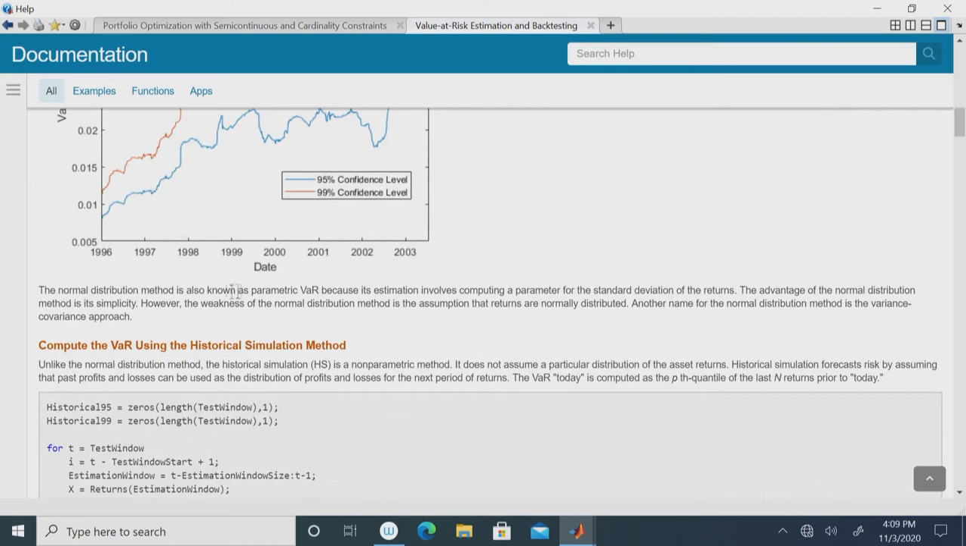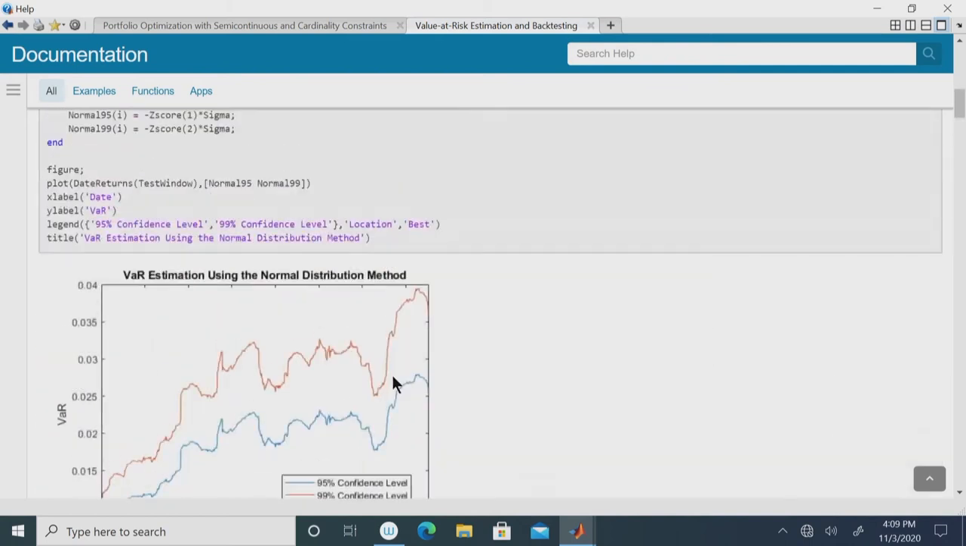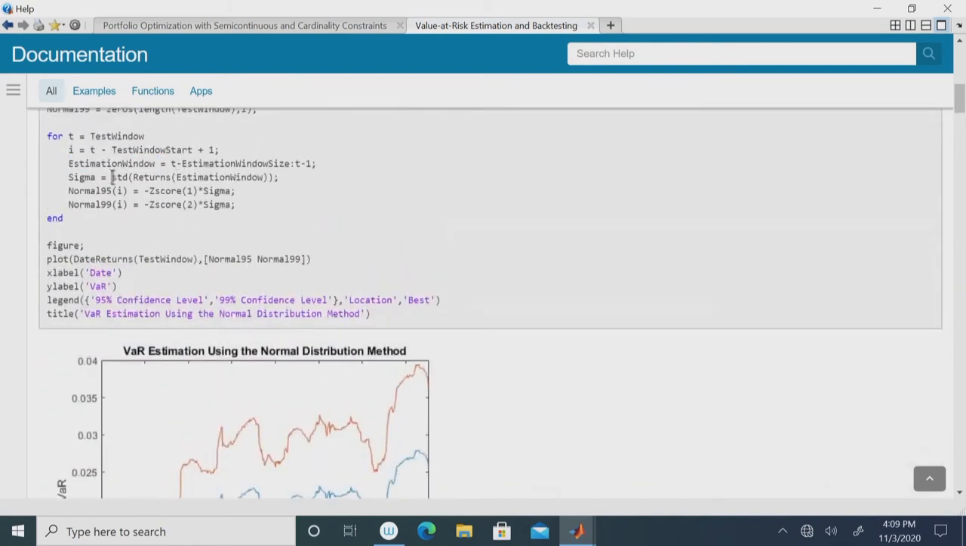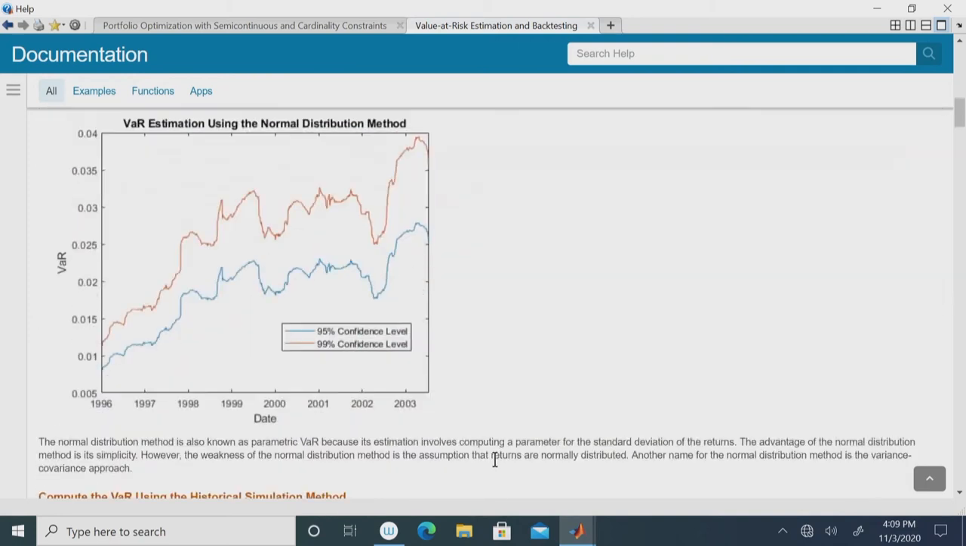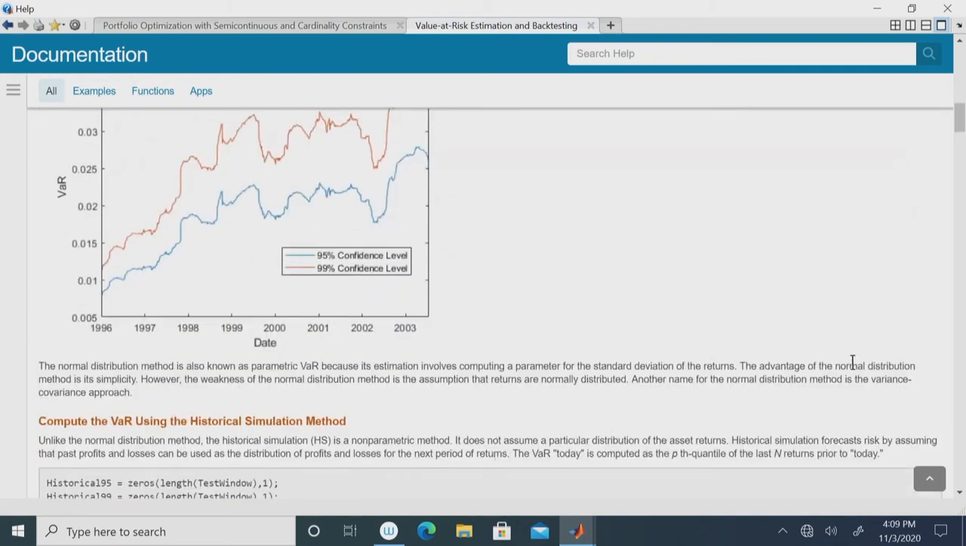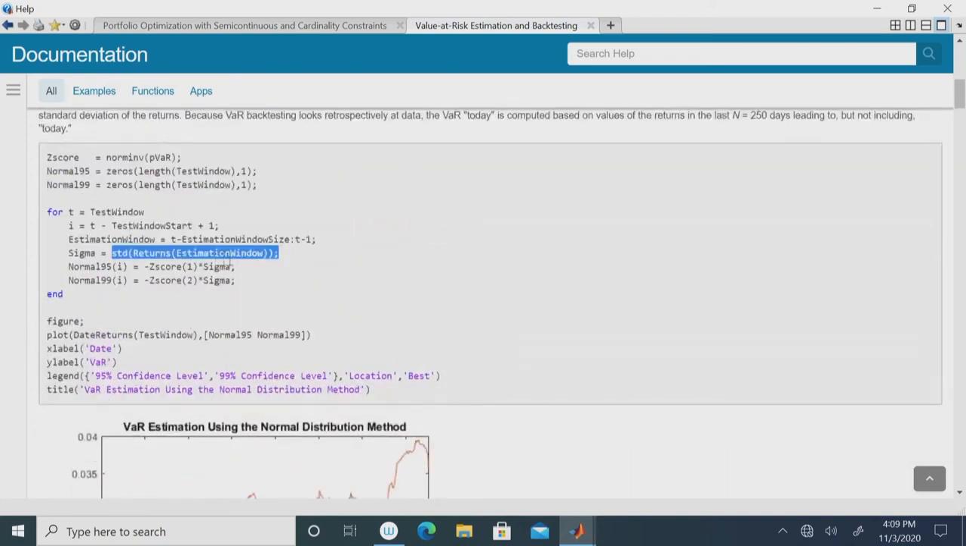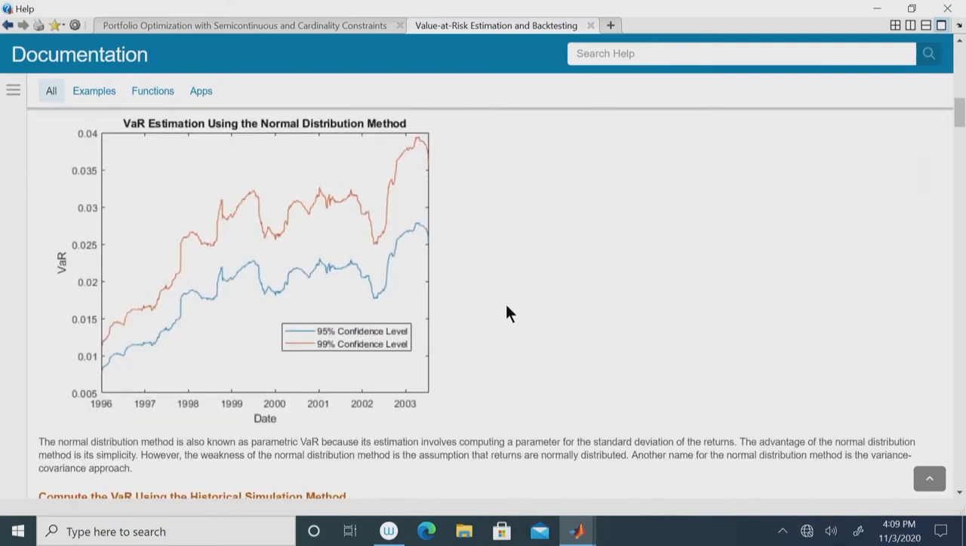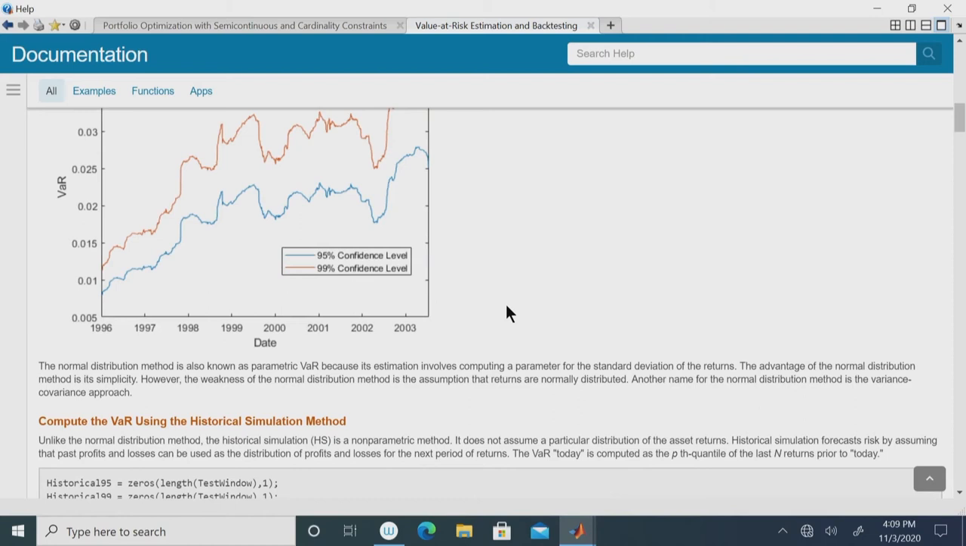Sometimes this normal distribution method is also known as parametric VaR, because in the process of its determination, you are actually estimating the standard deviation of the returns. Now, the advantage of the normal distribution is its very simplicity. As you can see, the code is very easy. All you need to do is look at the data and at the standard deviation of returns, and the Z score is independent of the data set that you are considering. So, you are able to estimate the VaR very easily, and the user friendly nature of this method makes it very appealing.